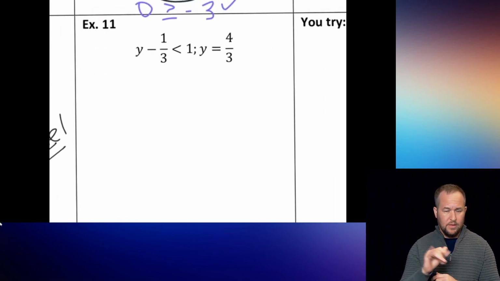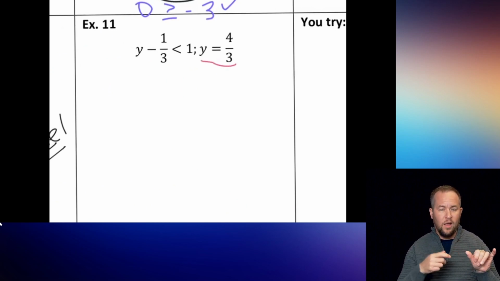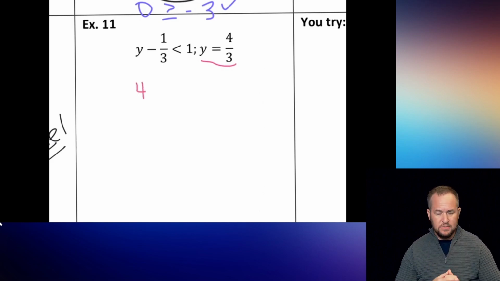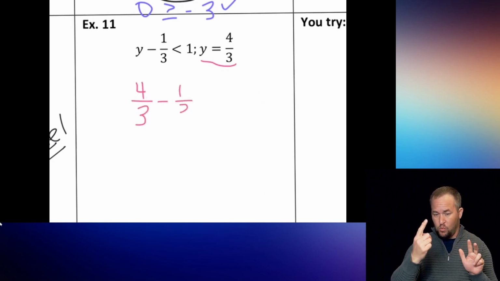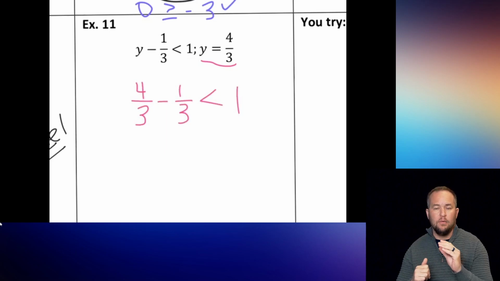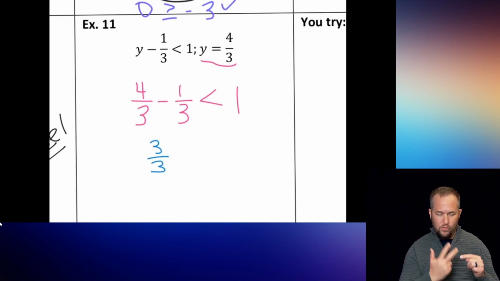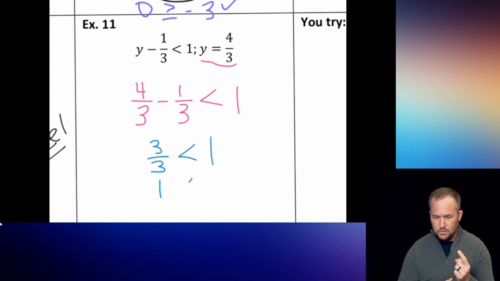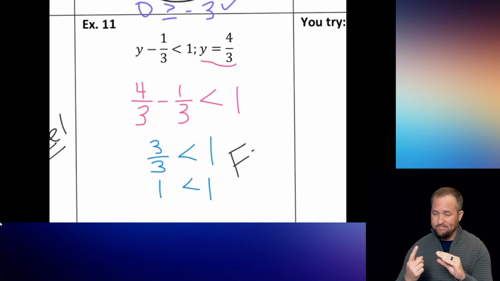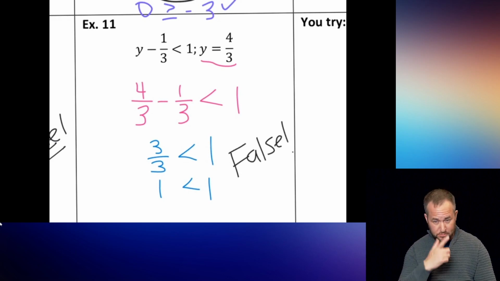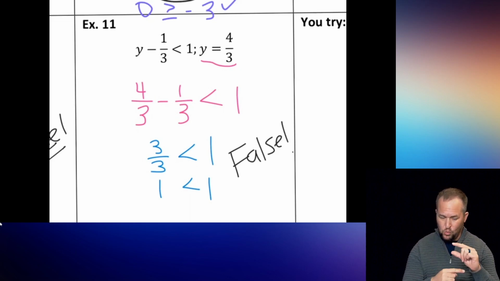All right, moving over here now to example 11. Like I said, you can either solve it out or you can just plug it in. From the get-go, I'm going to replace y with this 4/3. So I have 4/3 minus 1/3 is greater than 1. If I take away 1/3, I'm now at 3/3, and 3/3 is the same thing as just 1. So is 1 greater than 1? That is not a true statement. So therefore, this is false, because 1 is not greater than 1, 1 is 1. It would be true if we had the or equal to sign, but because we don't have that, this is a false statement.